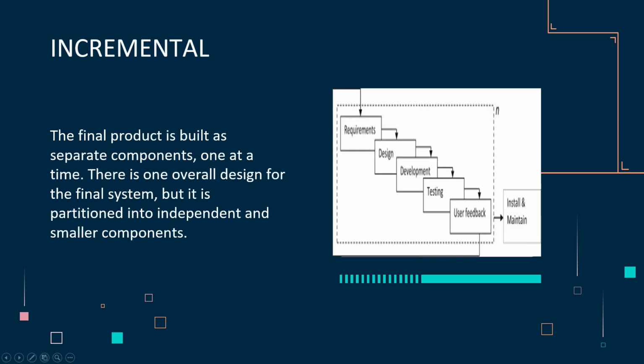Incremental. The final product is built as separate components, one at a time. There is one overall design for the final system, but it is partitioned into independent and smaller components. In incremental prototyping, separate small prototypes are built in parallel. The individual prototypes are evaluated and refined separately, and then merged into a comprehensive whole, which can be evaluated for consistency in look, feel, behavior, and terminology.